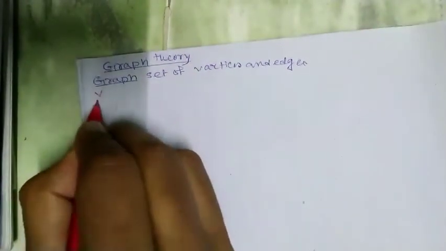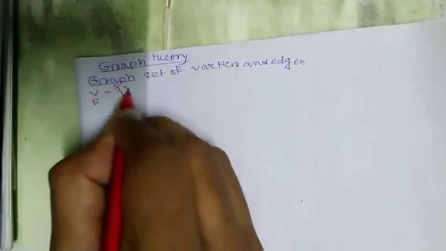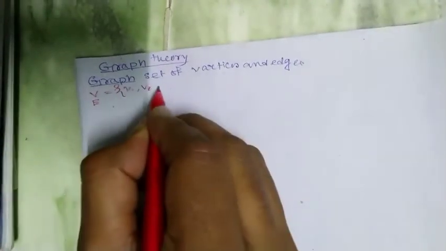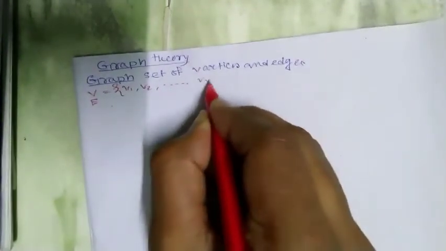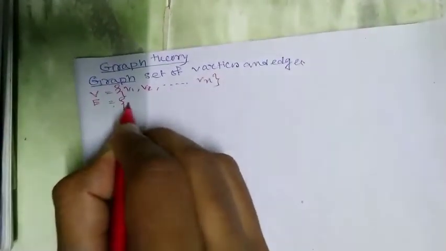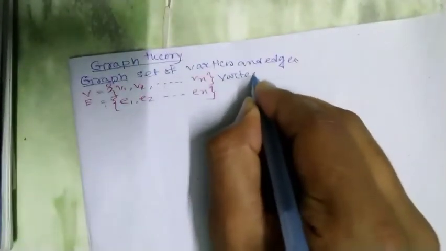A graph is a set of vertices and edges. So a graph has two things: one set of vertices and one set of edges. The vertex set contains a finite number of vertices and the edge set contains a finite number of edges. This is the vertex set and this is the edge set.